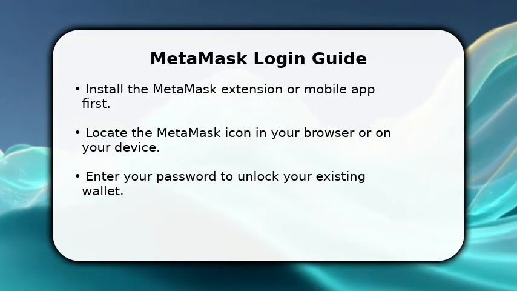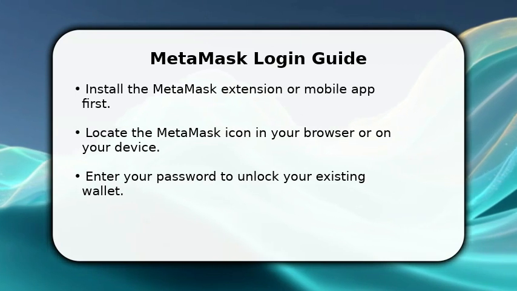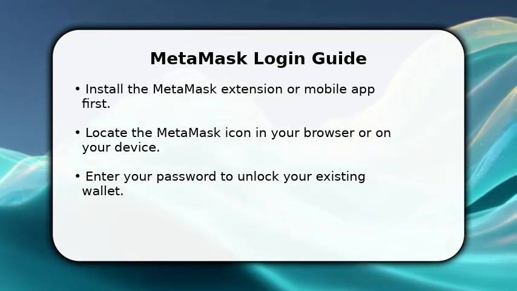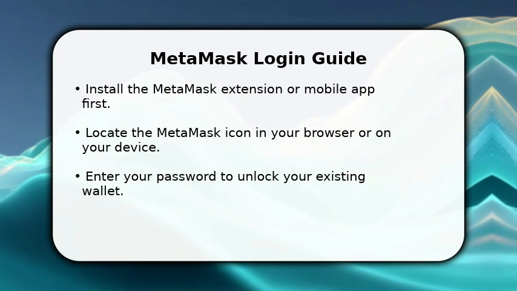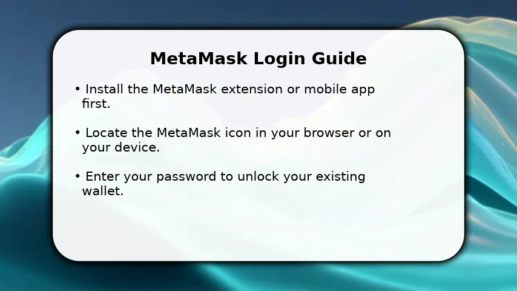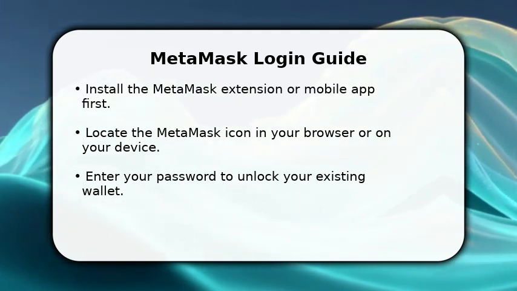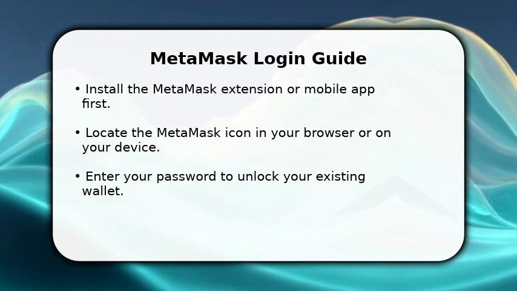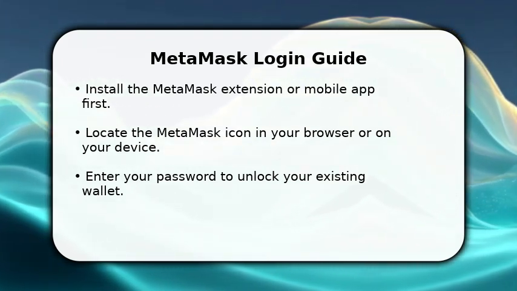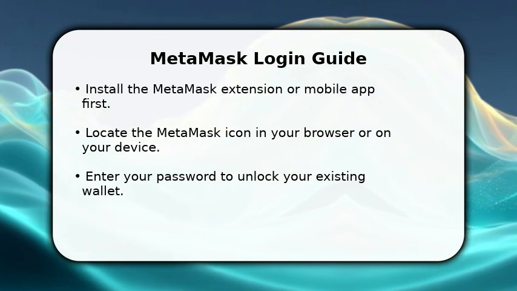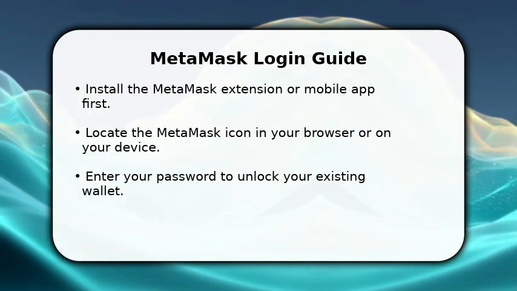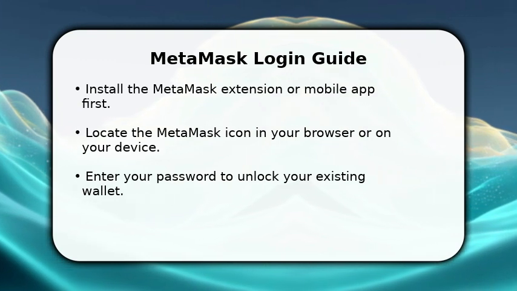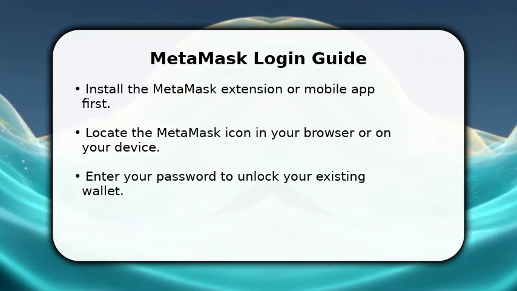In this video, I will explain how to log into your Metamask account. First, ensure you have the Metamask extension installed on your browser or the app on your mobile device. Once installed, simply click the Metamask Fox icon, usually found in your browser's toolbar or on your phone's home screen. You will then be prompted to enter your password to unlock your wallet and access your funds. This process is quick and secures your digital assets.